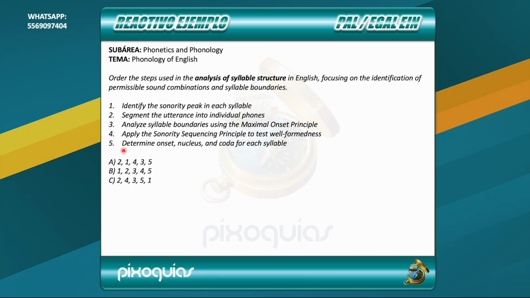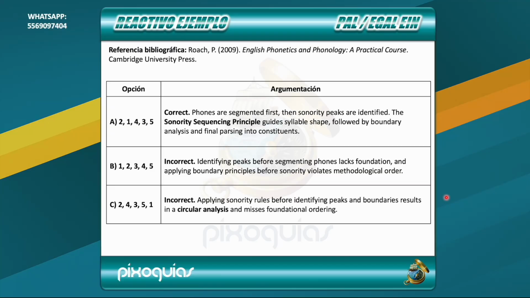Let's check it out. 2. Segment the utterance into individual phones. 1. Identify the sonority peak in each syllable. 4. Apply the sonority sequencing principle to test well-formedness. 3. Analyze syllable boundaries using the maximal onset principle. And 5. Determine onset, nucleus, and coda for each syllable.